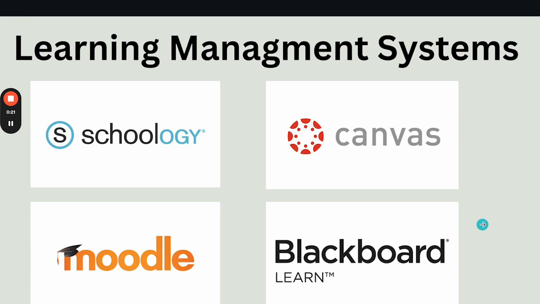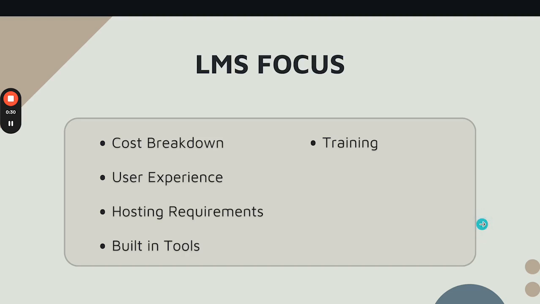Schoology and Canvas are typically more geared towards K through 12 education and occasionally higher ed, whereas Moodle and Blackboard have typically been more geared towards higher ed and corporate settings. In terms of the focus that we're going to look at today, it's going to be about cost breakdown, user experience, the hosting requirements, all the built-in tools and offerings that they each have, and training.